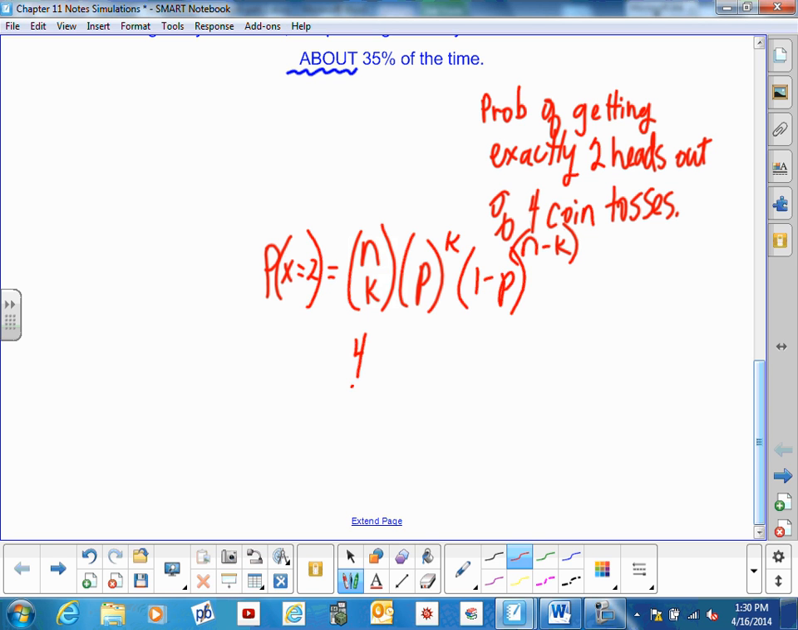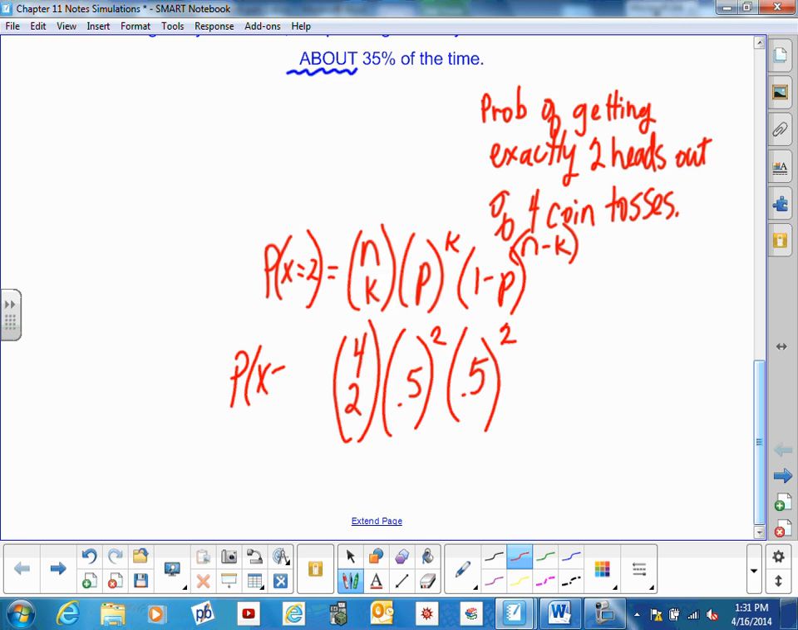4, choose 2 successes. What's the probability of getting a heads? 0.5, how many of those do I want? 2. What's the probability of not getting heads? 0.5, and I want how many of those? 2. Okay, so this is going to be the probability of getting exactly 2 heads.